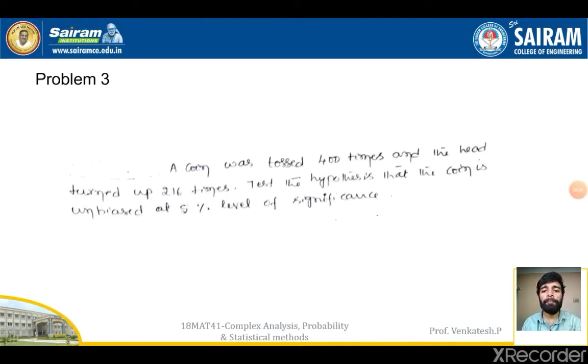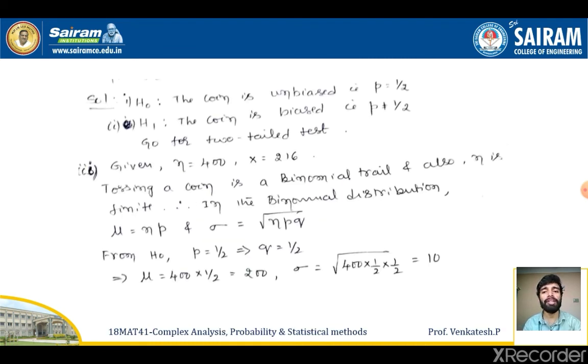Example number 3. A coin was tossed 400 times and the head turned up 216 times. Test the hypothesis that the coin is unbiased at 5% level of significance. First we have to frame the hypotheses, the null hypothesis and the alternative hypothesis. I am framing the null hypothesis as: the coin is unbiased.